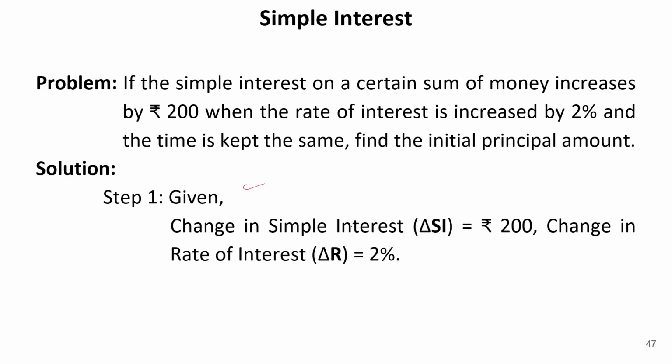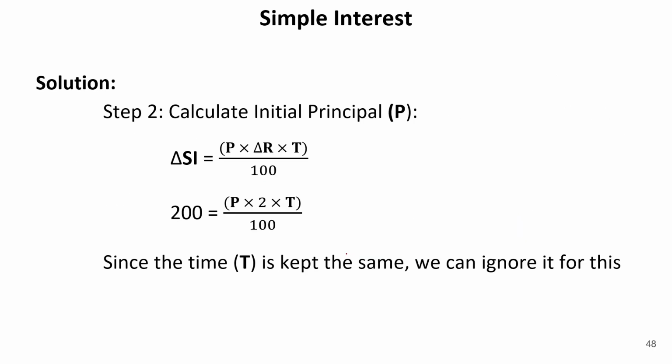Given that the change in simple interest, that is delta SI, is equal to 200, the change in rate of interest will be 2%, right? So calculating the initial principal, the change in simple interest will be P into delta R into T whole by 100, because only the interest rate changes. Principal amount and time period remain the same.